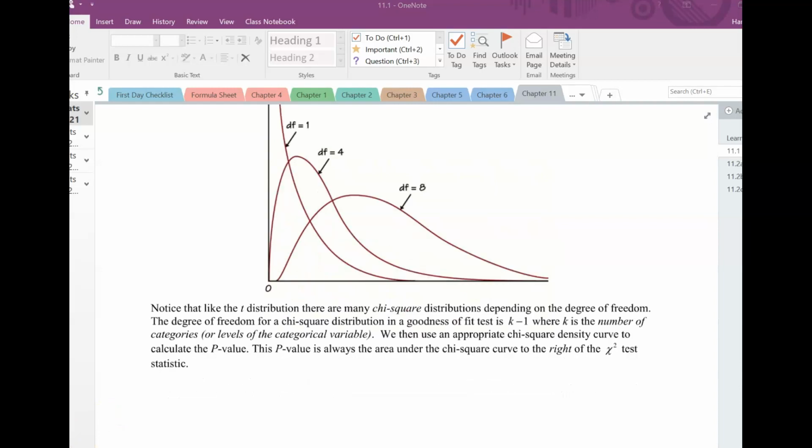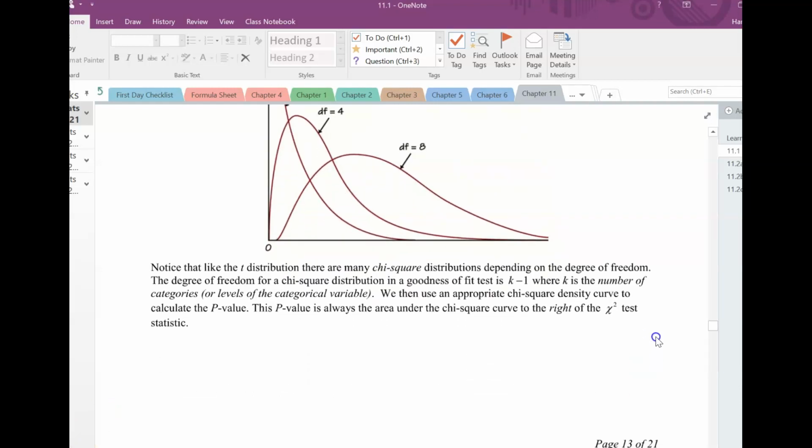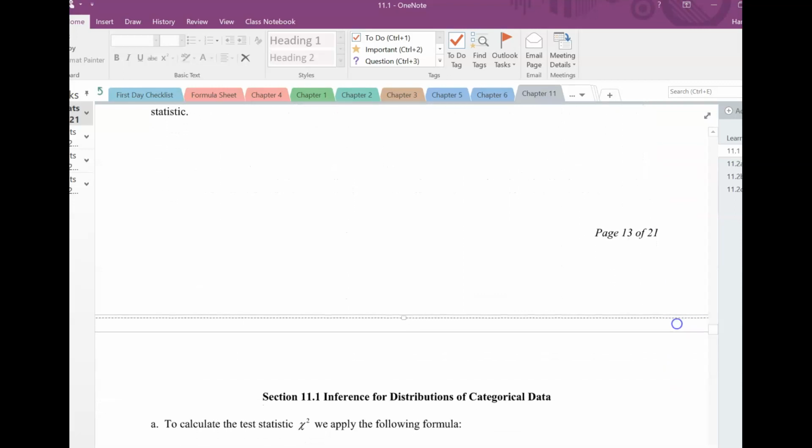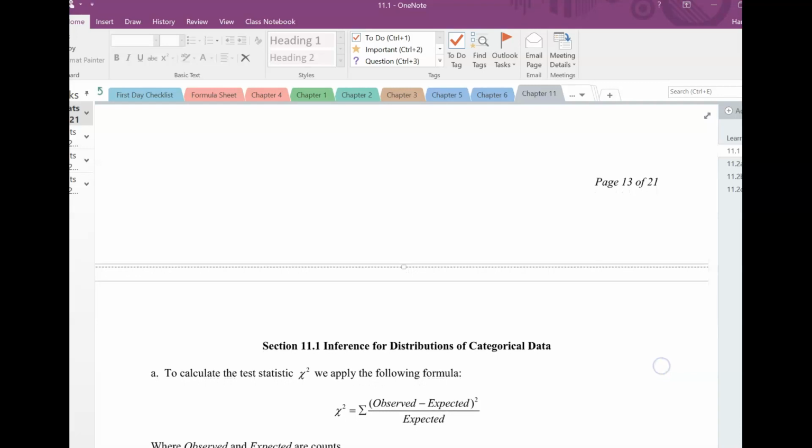So then if you scroll to the next page, let's talk about how to actually calculate the test statistic so that you can determine the p-value. Here's the formula for the test statistic, and these are always in counts. So make sure you're thinking counts, not proportions. It's the observed count minus the expected count, squared, over the expected count. You do that for every single category, and then you sum them up.